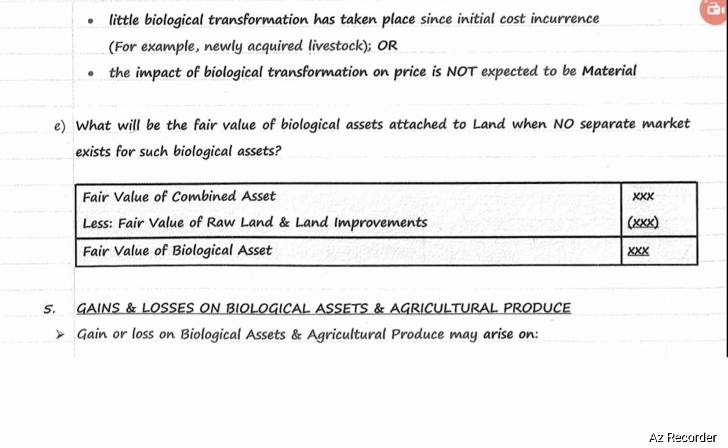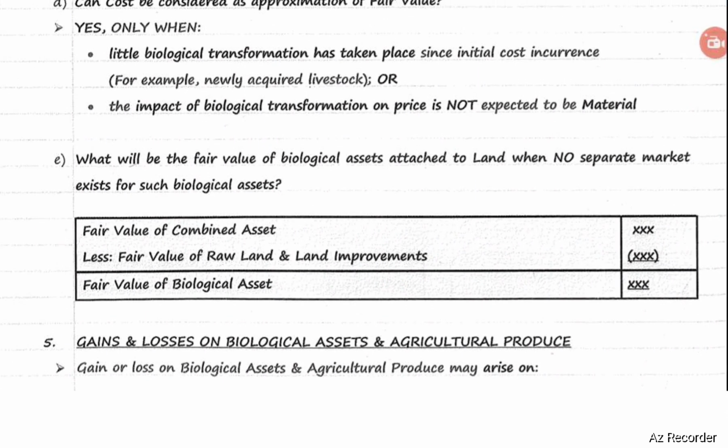What will be the fair value of biological assets attached to land when no separate market exists for such biological assets? In such a case, fair value of biological assets will be calculated as fair value of combined asset less fair value of raw land and land improvements. We will get fair value of biological assets.